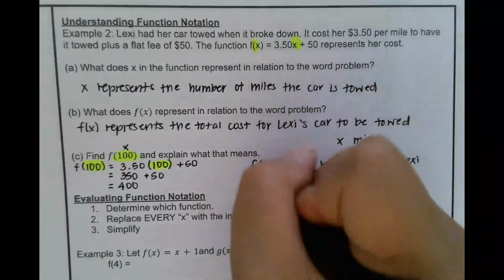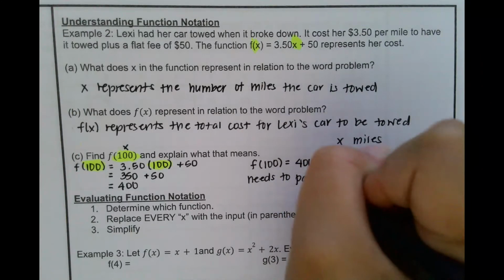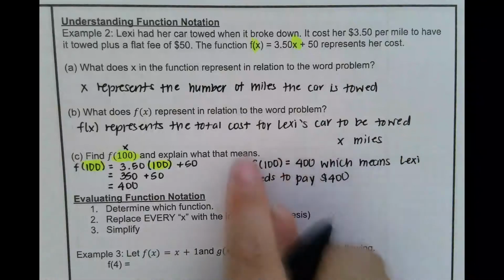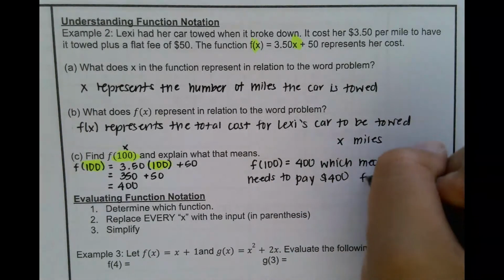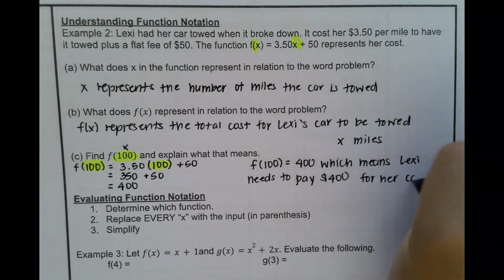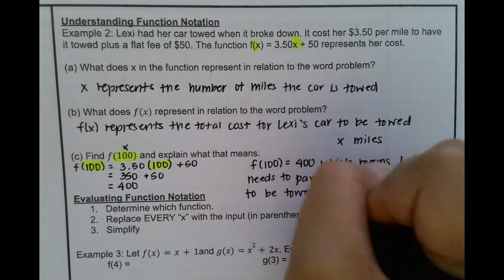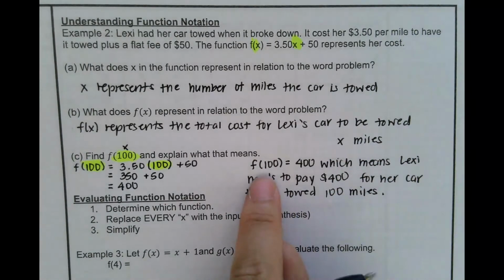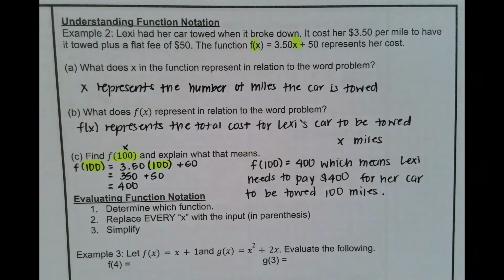Lexi needs to pay $400, because f of x represents the cost. So if f of 100 equals 400, that means she needs to pay $400 for her car to be towed 100 miles. Why is it 100? Because 100 here replaced my x, and x represents the number of miles. So let's see it with other things.